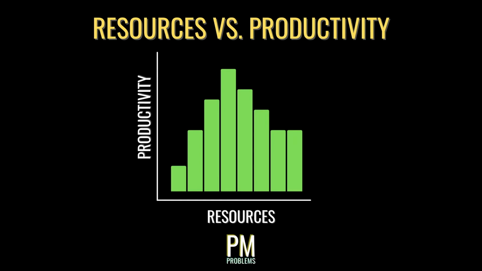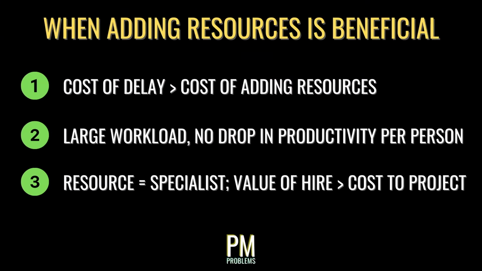As PMs, we must always make sure that the juice is worth squeezing. Production rates per added resources must stay constant. When they fall, it's time to scale back. Here are a few situations when it makes sense to add some more resources. The cost of not hitting a deadline or milestone is greater than the additional cost of adding the resources. The sheer volume of work allows for adding resources without losing productivity per person. Or by hiring a specialist like a consultant or expert that will provide a lot of value for what you're paying them.